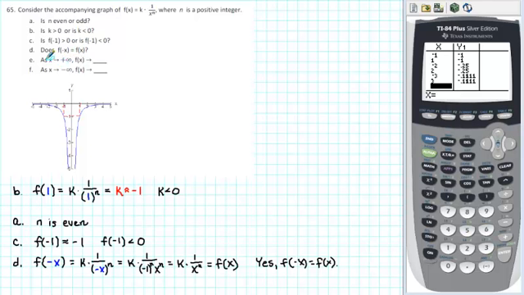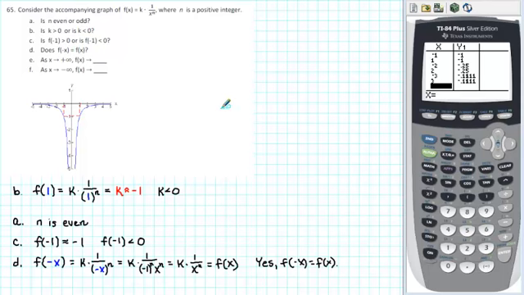For part E, we're asked, as x goes to positive infinity, f of x goes to blank. So what we want to do is to investigate the right hand side of the function and determine what happens to the y values as the x values increase without boundary. Well, as x increases without boundary, we see that the graph is approaching the x-axis, and the values of y along the x-axis are 0. So f of x is approaching 0.